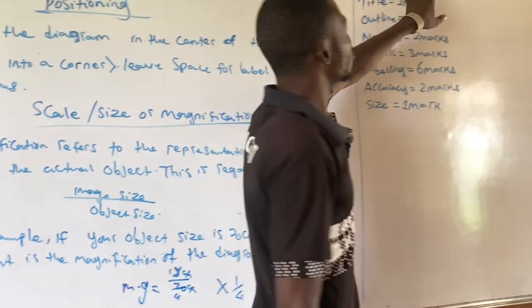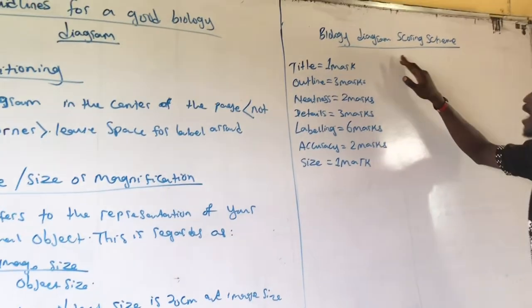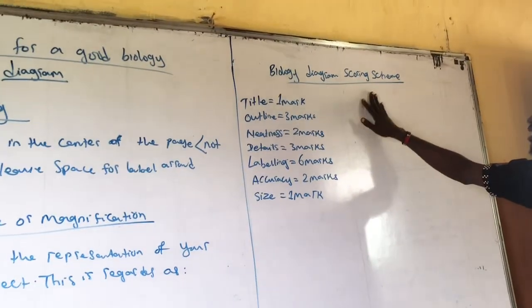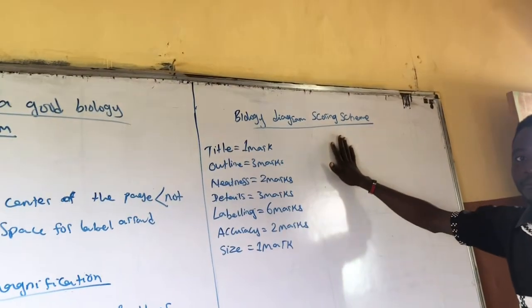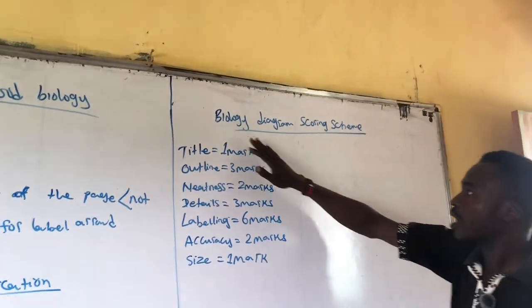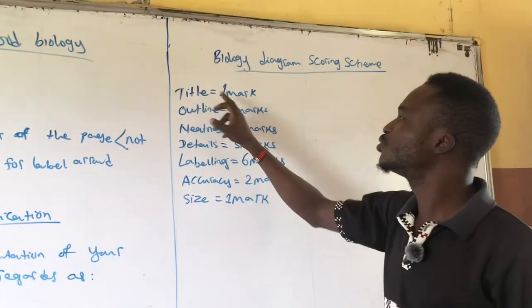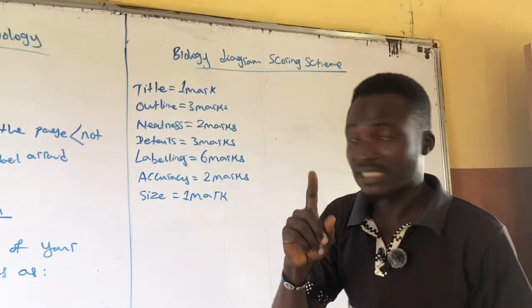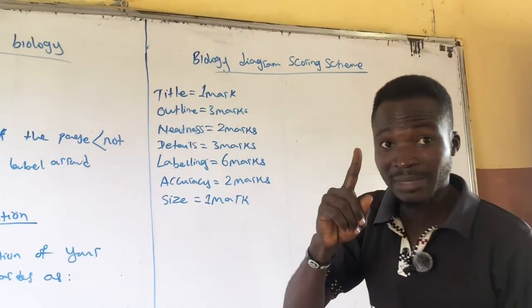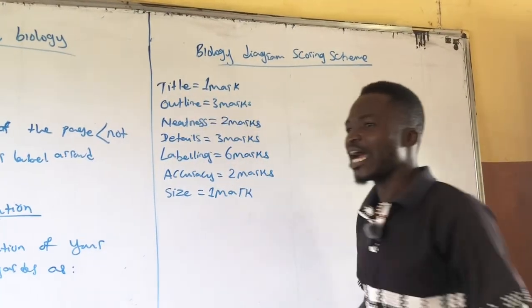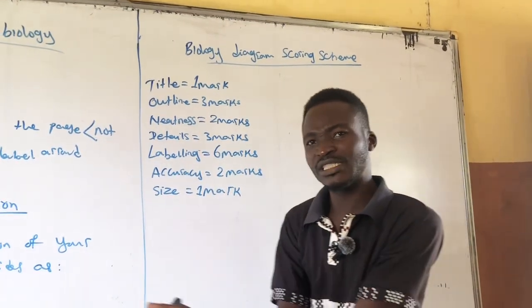Let's check here. We want to look into biology drawing and scoring scheme. What is our scoring scheme? The title. The title will earn you 1 mark. Can you see that? Title will earn you how many marks? 1 mark. Now, outline. Outline is how you have presented it to us.